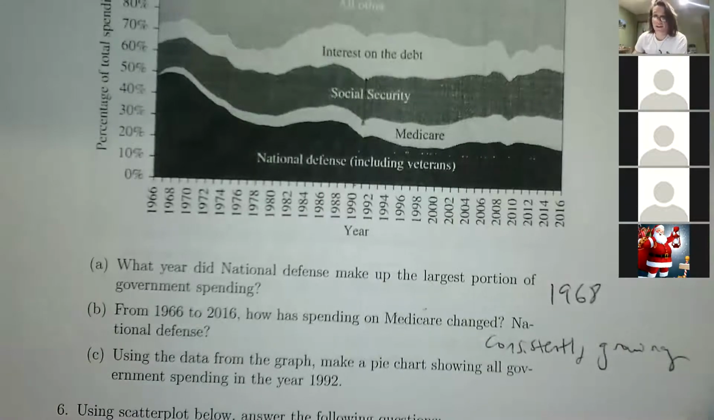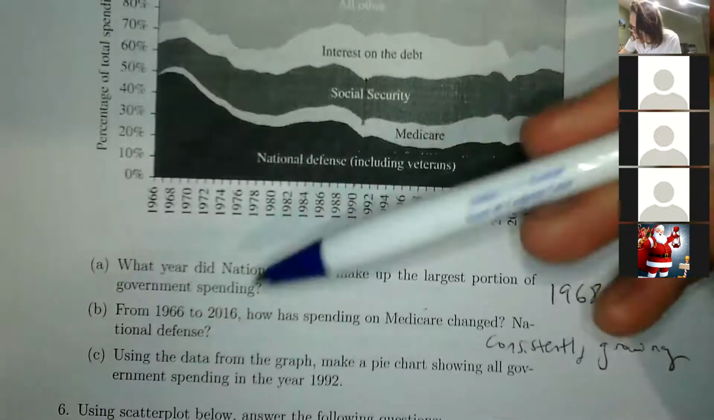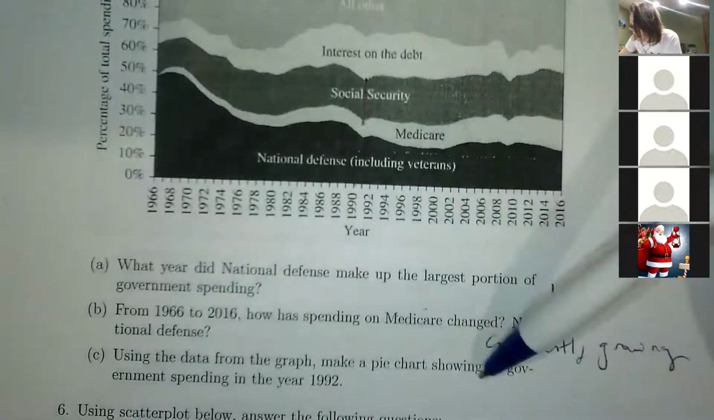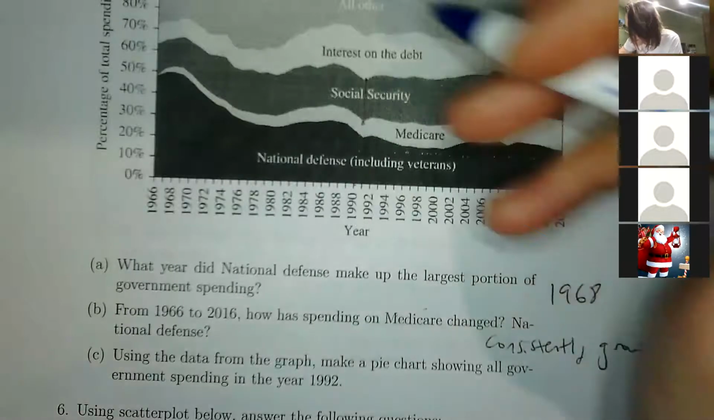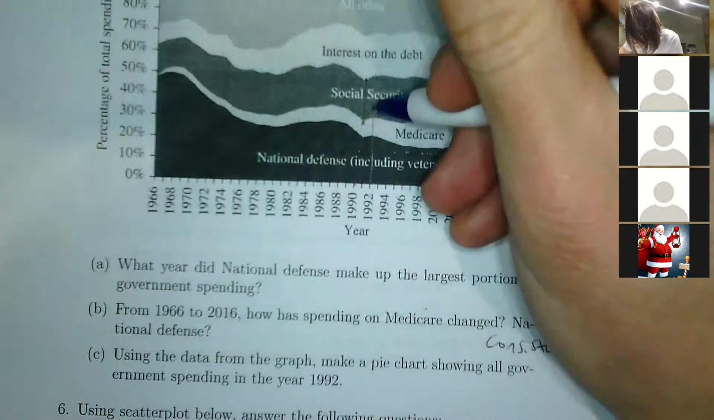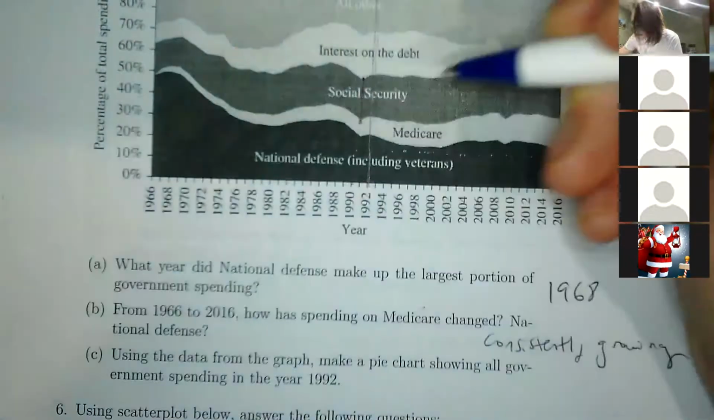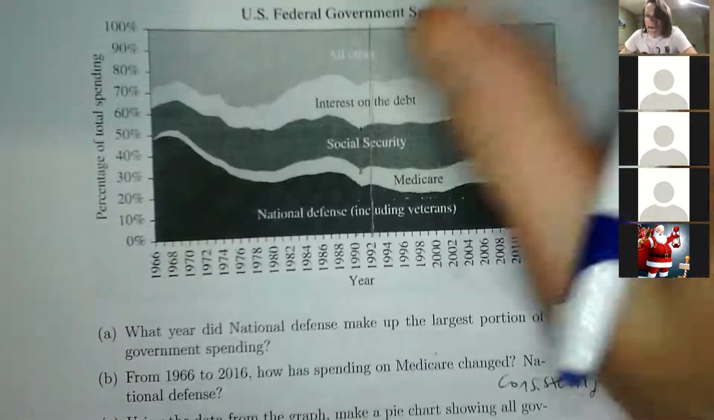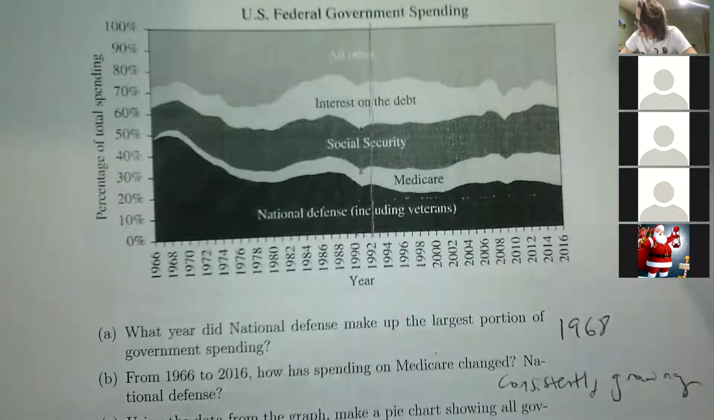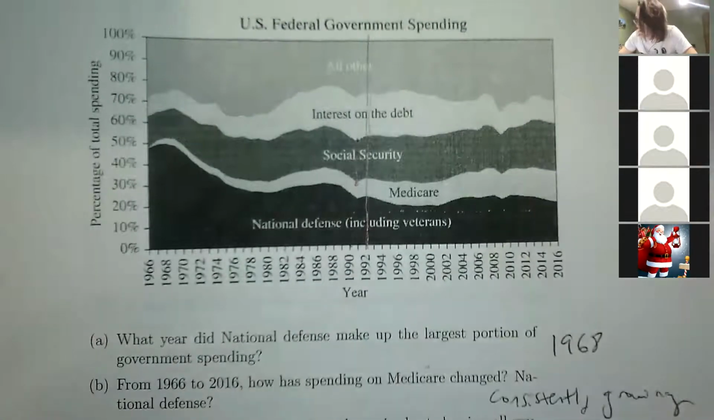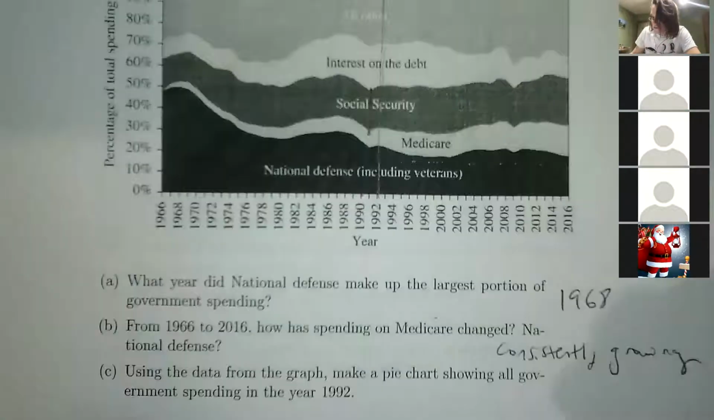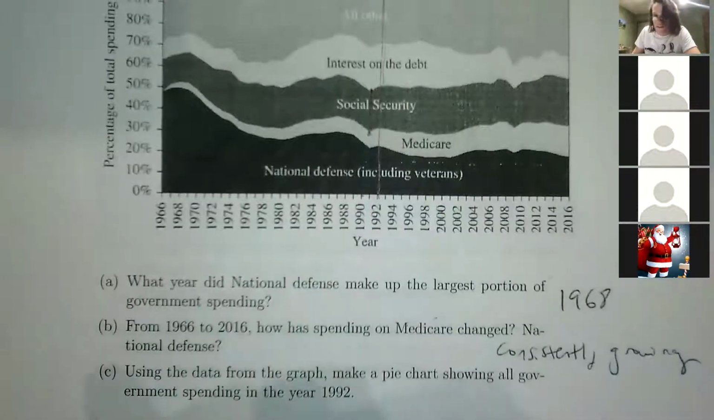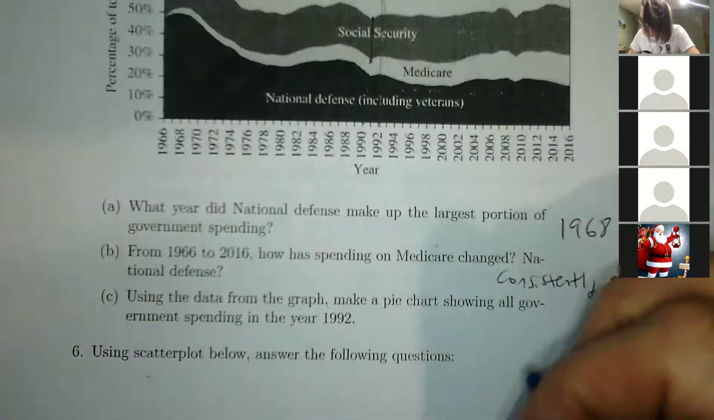But yeah, I agree. So C, using the data from the graph, make a pie chart showing all government spending in the year 1992. So 1992 is here. Right? So what you want to do is go through and pick out and find those percentages. If you have a straight edge, it makes your life a little easier. But you can just start. I'm going to do this on the next page, and I'll make my chart down here.